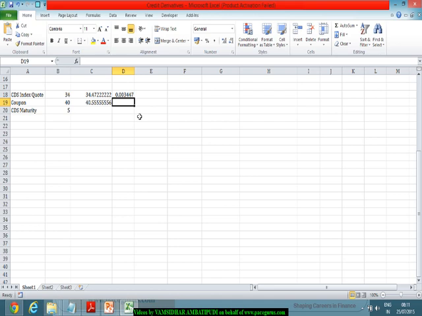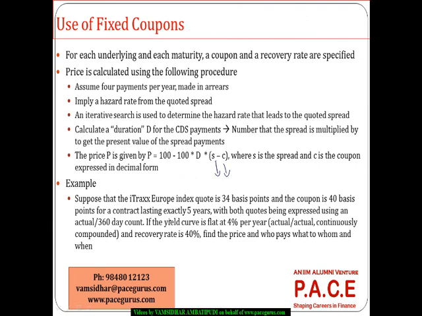Okay, so this is 0.0034 and this is around 0.0045. Probably we can retain it up to a few decimals. So 0.00345 and this is 0.00406. So these are the ones that are expressed in decimal form. Now what is it that we are saying? If the yield curve is flat at 4% per year.